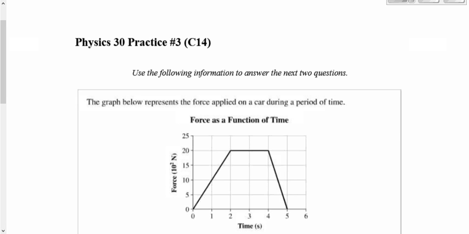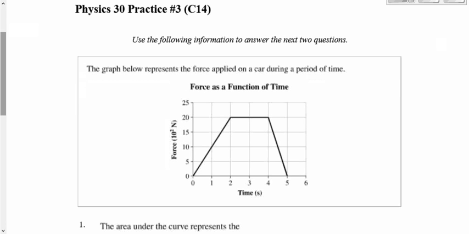Let's have a look at practice question set number 3 here. We start off in a predictable way. We see a force versus time graph, and there are 3 words that you should think of when we see this force versus time graph. Jacob, what are they? Area equals impulse. Area equals impulse. Good.